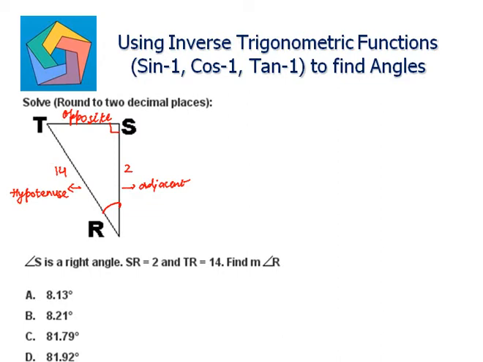Let's see the SOHCAHTOA rule. SOHCAHTOA means sine is opposite over hypotenuse, cos is adjacent over hypotenuse, tan is opposite over adjacent. So I need to use adjacent over hypotenuse, which is in the cos rule. So I'll say cos of angle R is equal to SR over TR.